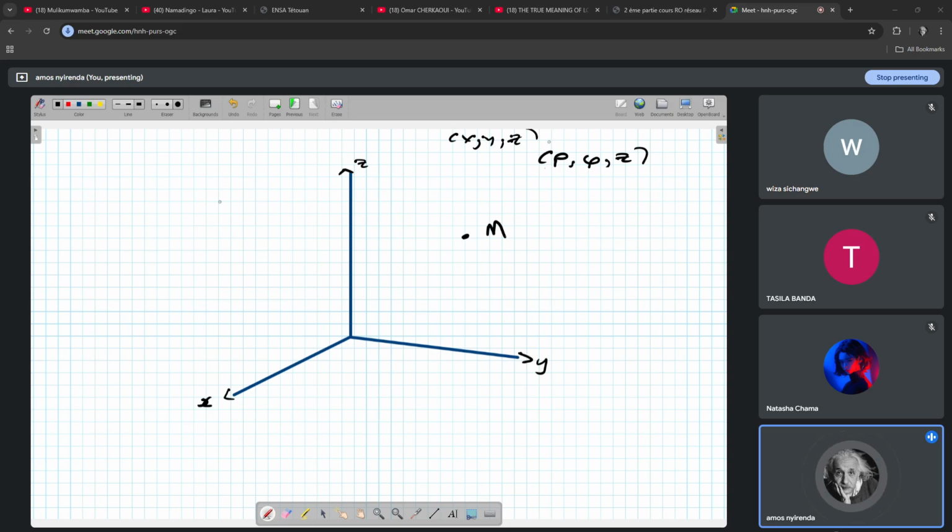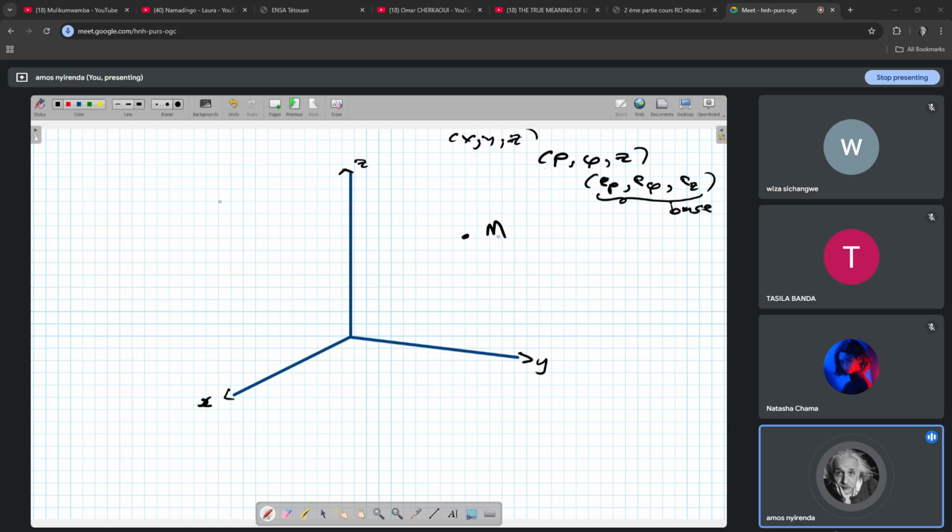Okay, so if you compare the two: in the Cartesian coordinate system, we have x, y, z. Here we have rho, phi, and z. And then for the basis here, the basis is e rho, e phi, and then e z. So this is our basis, like so.